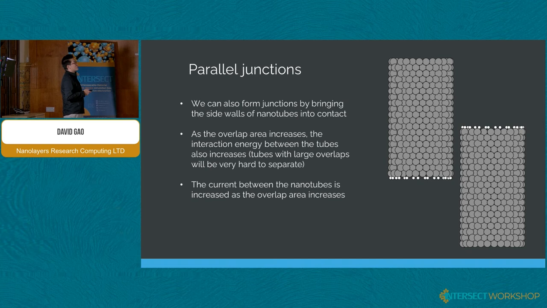But then we have parallel junctions, which is another really easy one. It's just two nanotubes that sit parallel to each other. And they have some overlap area. So as the overlap area increases, as you might expect, the interaction energy increases. They're bound more and more strongly. And the current between the nanotubes increases as well. So this becomes kind of double-edged, right? Because the stronger you bind them together, the harder it is to break the connection if you want to try to switch them. But the more current you have running through the thing.